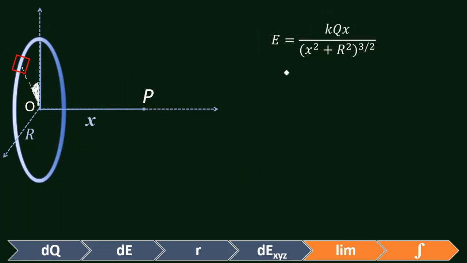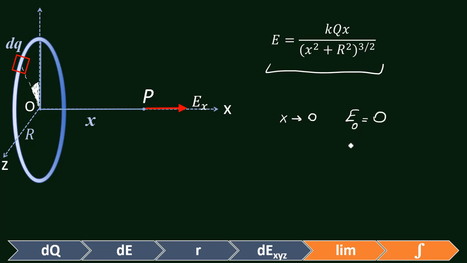We have an electric field that is pointing towards the positive x direction, and its magnitude is kqx over x squared plus r squared to the power 3/2, and hence we have a result. As you can see, as x goes to 0, we're calculating the electric field at the center of the ring. When x equals 0, the electric field at the center of the ring is also 0. Electric field at point O is also 0. All right, so now we've solved this problem, and I will see you in the next problem.